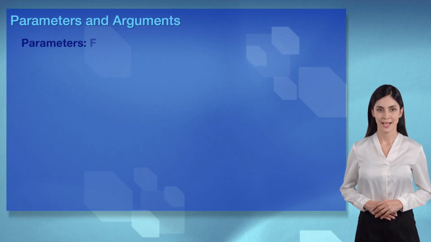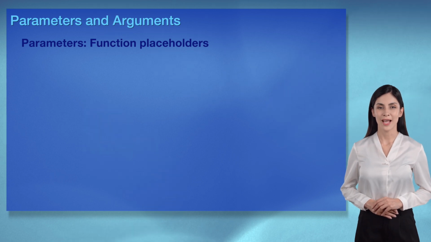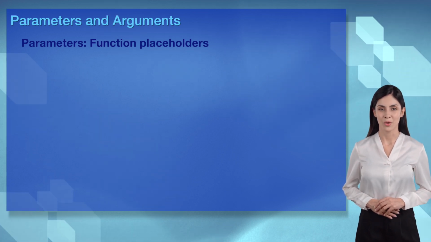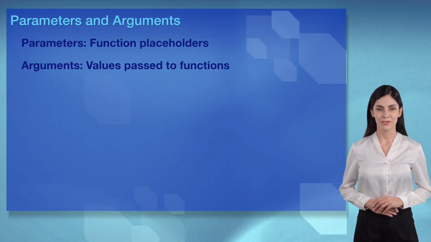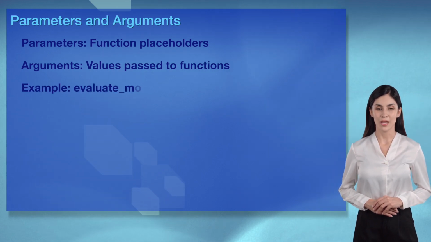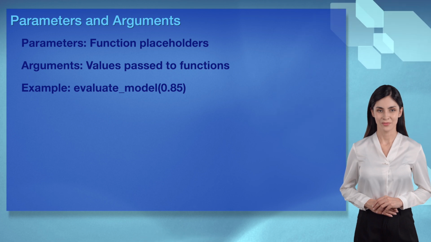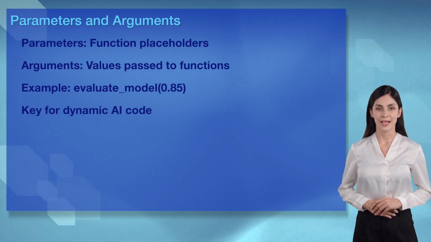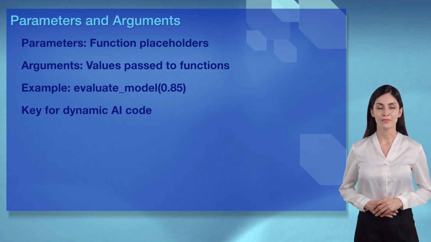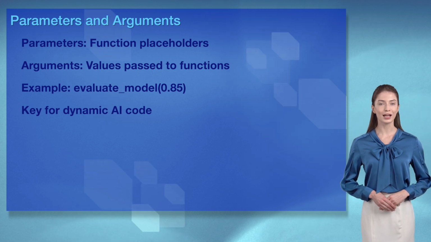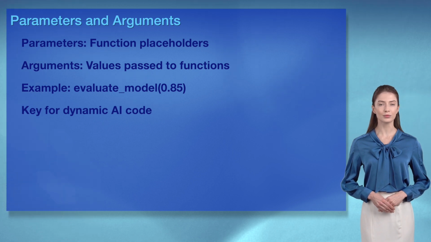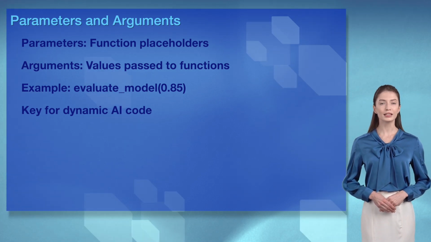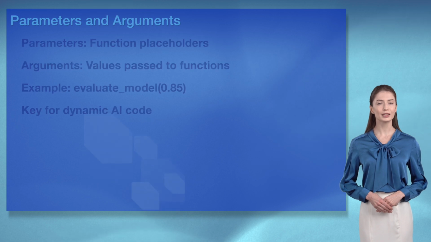Wizards, parameters like accuracy in def evaluate_model_accuracy let functions process data. Arguments like 0.85 are the values you pass when calling evaluate_model_accuracy(0.85). This makes functions flexible for AI tasks like evaluating models. Parameters are like placeholders for AI data, wizards. You can pass multiple arguments like features and threshold to process datasets. We'll show you how to use parameters in our demo to make AI code dynamic.